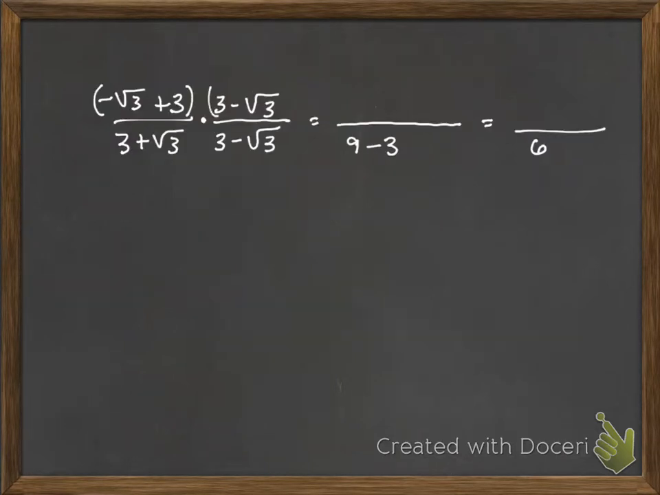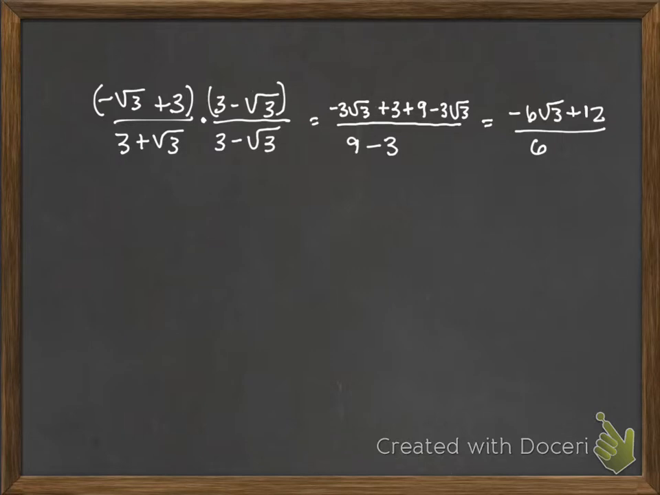So we're going to have to FOIL this out, and we're going to get negative 3 radical 3. And then I'm going to distribute negative radical 3 times negative radical 3, and I'm going to get plus 3. And then 3 times 3, I meant to say, is 9. And 3 times negative radical 3 is negative 3 radical 3. Combining like terms, I get negative 6 radical 3 plus 12.